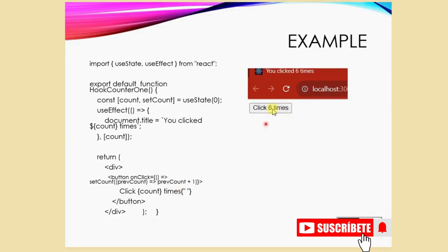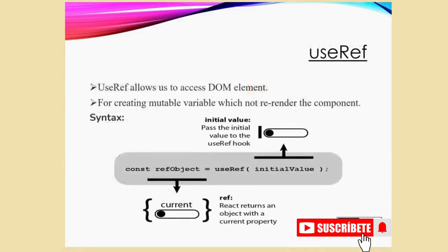Here the output is there. You can see that as the clicking increases, it shows 1 2 3 4 5 6 1 2 3, and this continues going on. You can understand easily. Now we go for the next one: useRef.